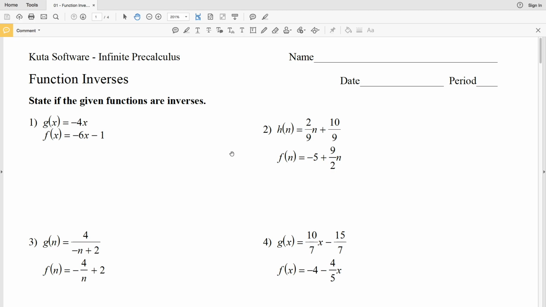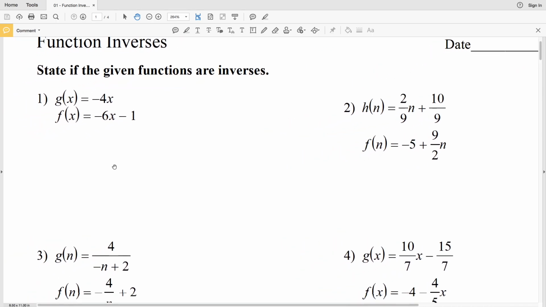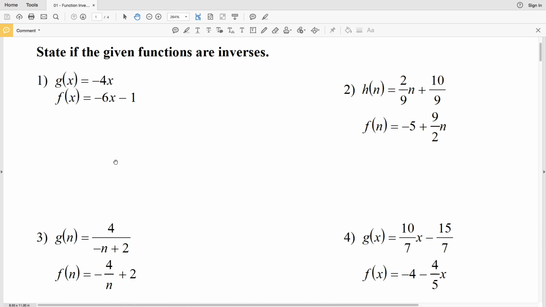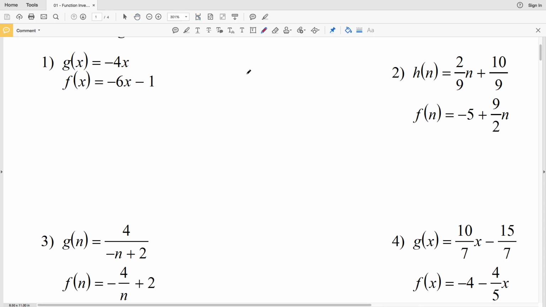In this video, we're going to complete the KutaSoftware Infinite Calculus free worksheet, Function Inverses. Now for numbers 1 through 4, we're to state if the given functions are inverses. And one way to tell if a function is an inverse of another function, when given what those functions are equal to, we're simply going to plug in one function into the other in terms of x.